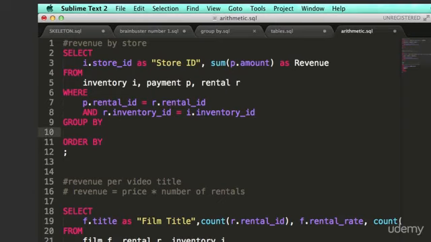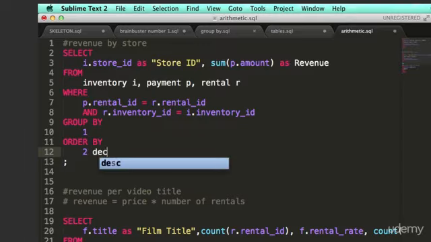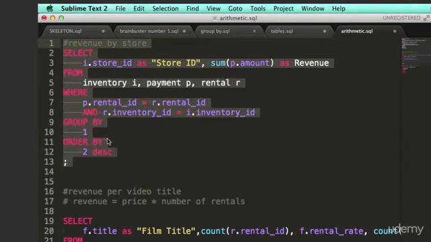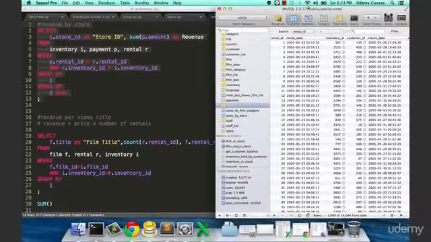All right, so now we need to group by the first one. We need to order by the second one, descending. And I think that's going to get it for us. I think that'll do it. All right, cool. Let's test it.